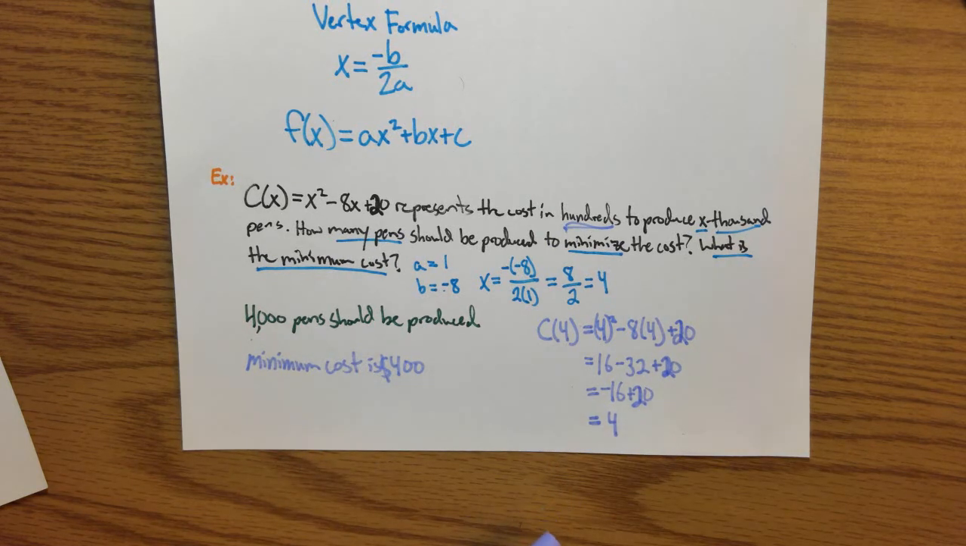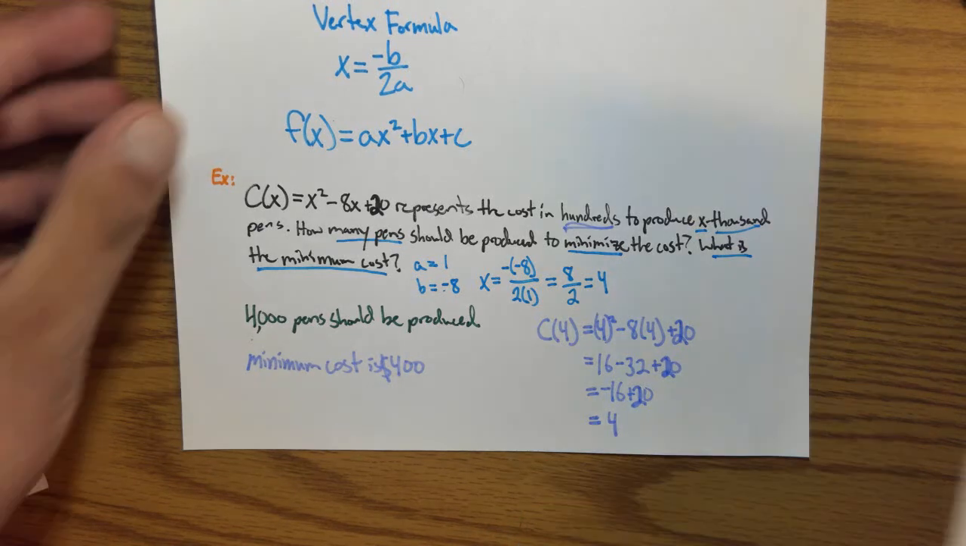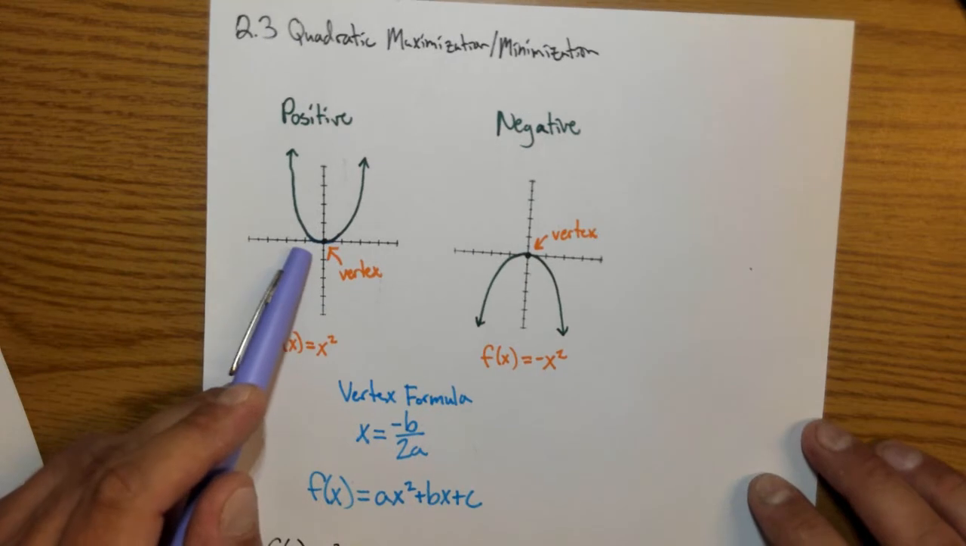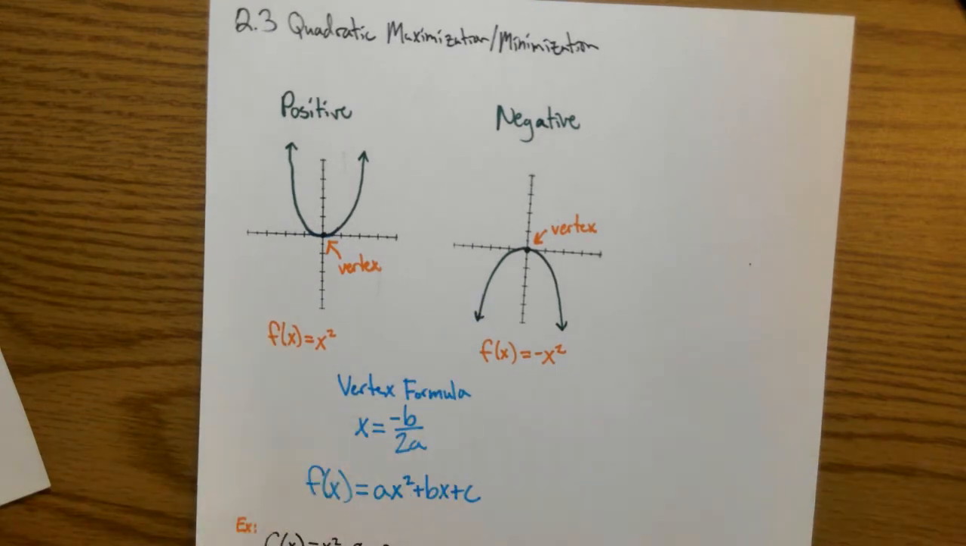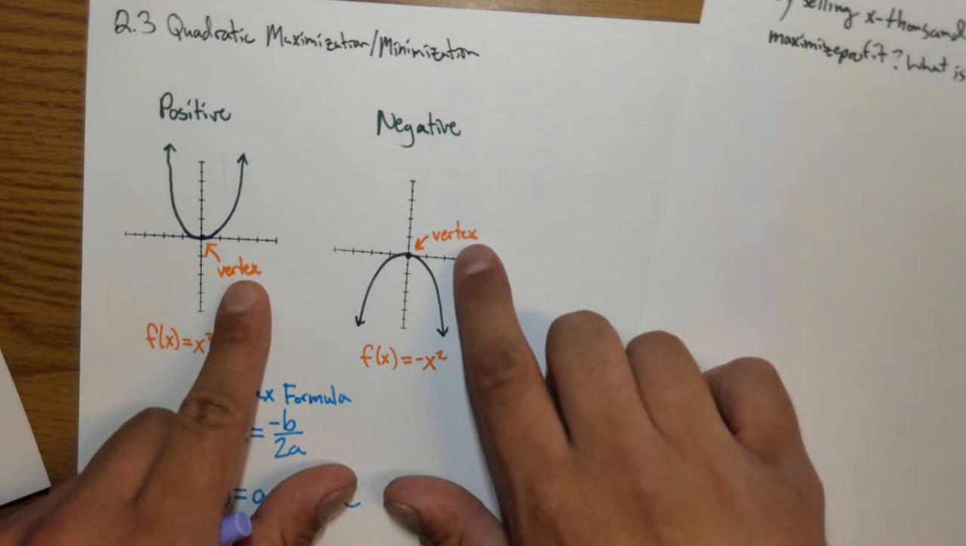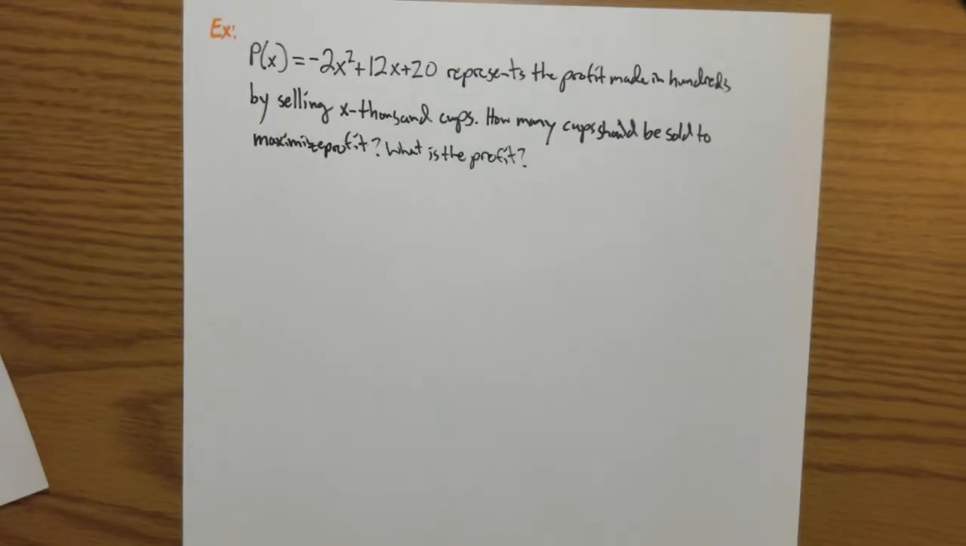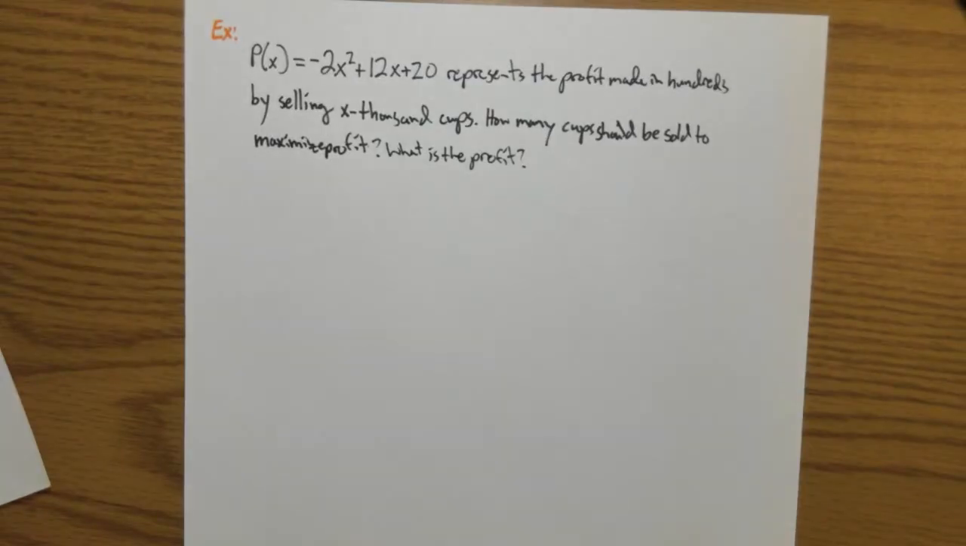Let's move on to a maximization problem, and it's the exact same thing. It's just instead of having a positive parabola, we'll have a negative parabola. But we're still finding the vertex. It's the exact same thing we're doing. We're using the vertex formula to find out when it's at its peak, and then after that we plug in whatever value we got in order to find what the profit is.